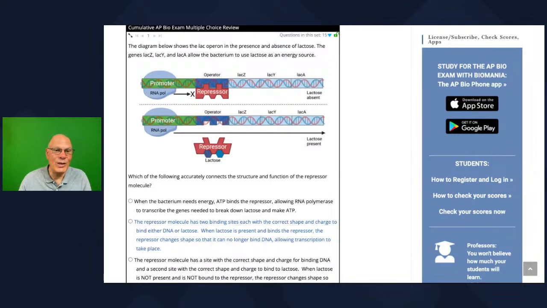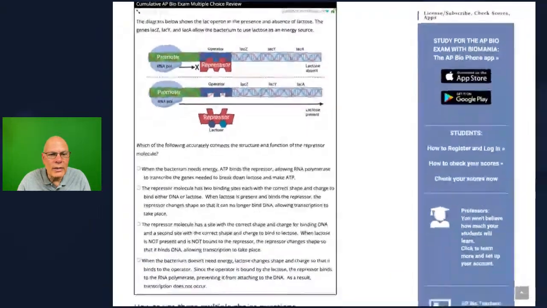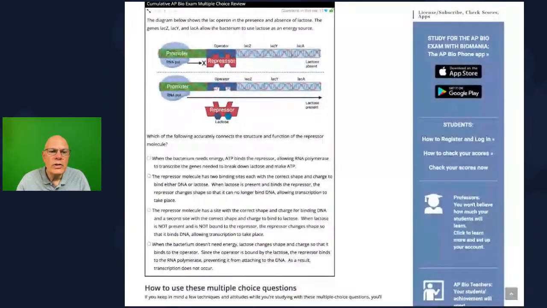This is an operon question. Fantastic. How lucky. Okay, let me make this a little bit bigger. Everybody lean in, and let's read this. The diagram below shows the lac operon in the presence and absence of lactose. The genes LacZ, LacY, and LacA allow the bacterium to use lactose as an energy source. Which of the following accurately connects the structure and function of the repressor molecule?